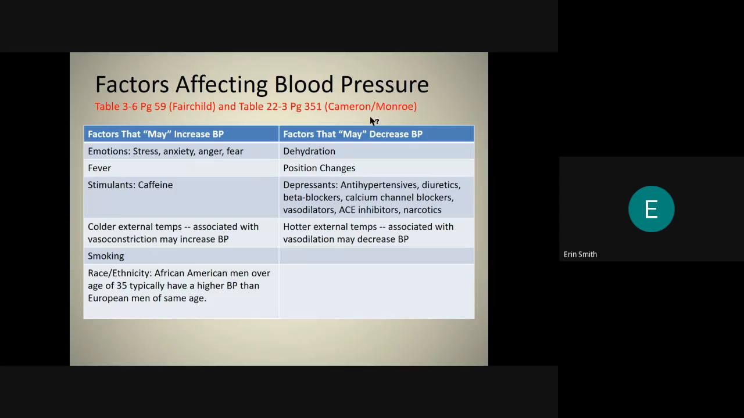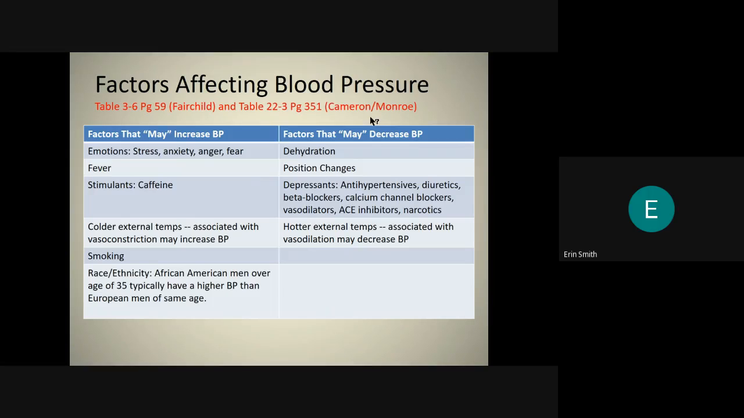All right, so just different factors affecting blood pressure. So again, this is from a combination between the table in Fairchild, your Fairchild text, table 3.6 on page 59, and then in your Cameron Monroe book on page 351, table 22.3 also had some different factors affecting blood pressure. So I basically just combined them all into one table for you.